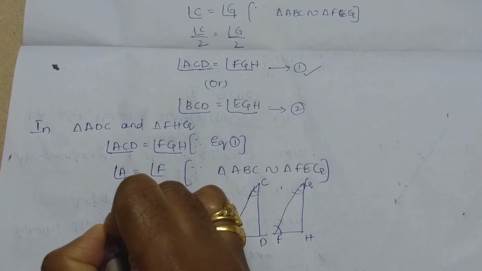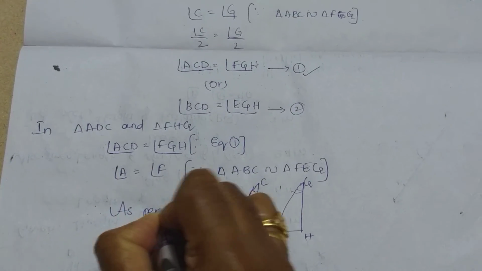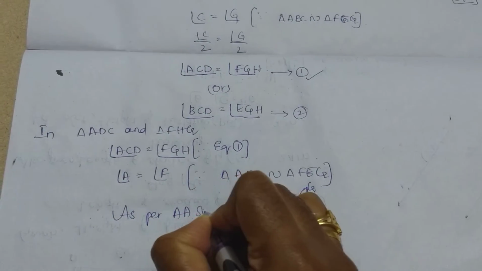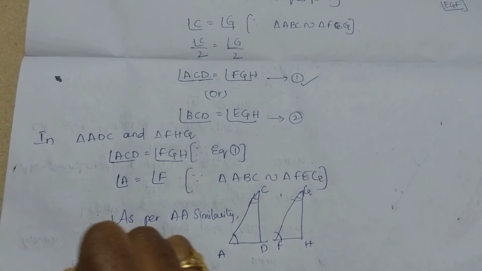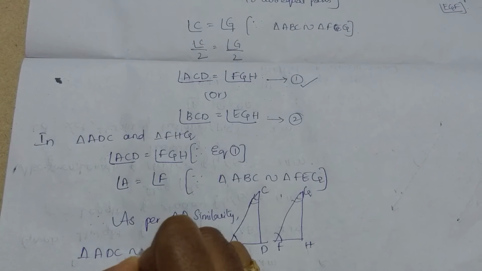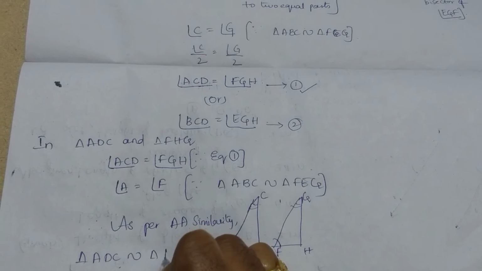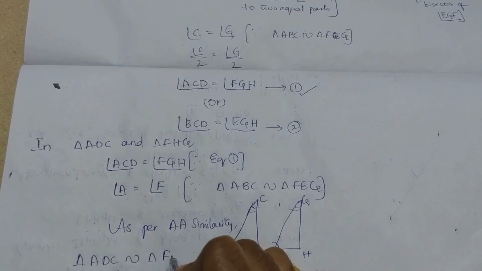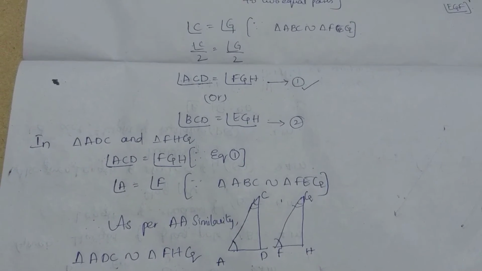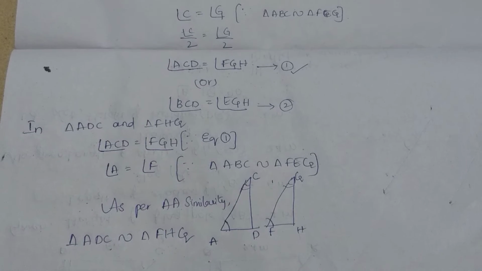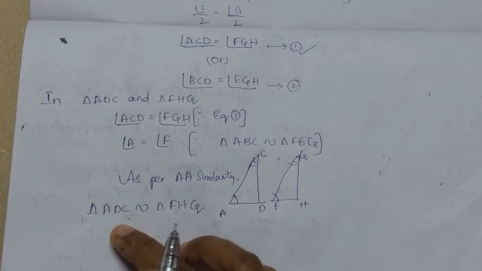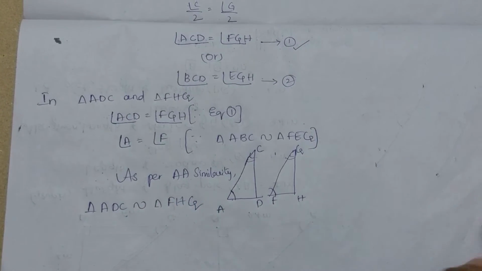Therefore, as per AA similarity criterion, triangle ADC is similar to triangle FHG. Correct? We got this point. Triangle ADC is similar to triangle FHG.